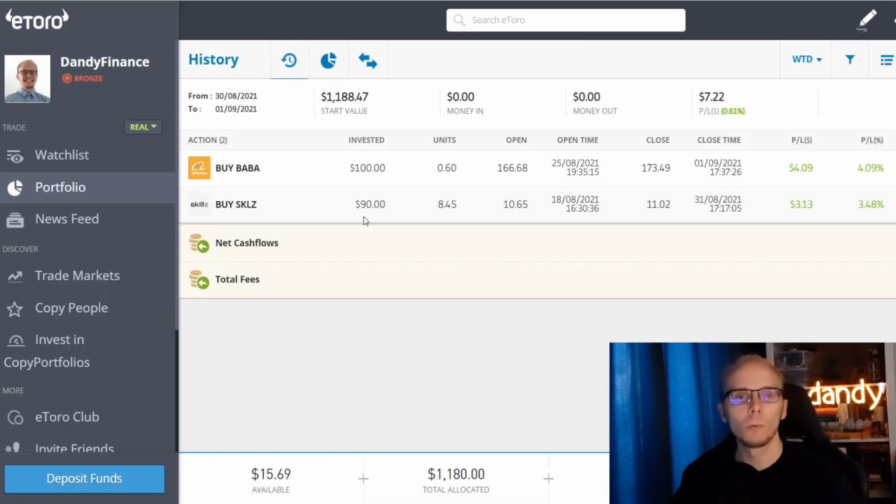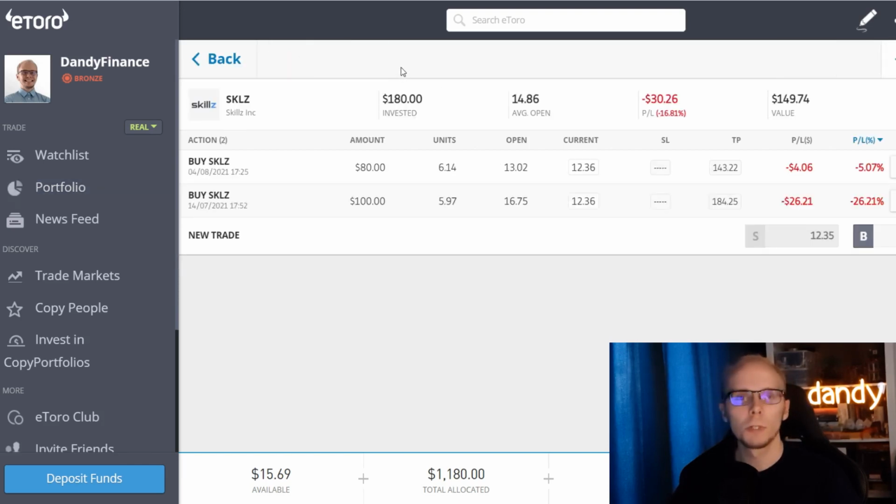Unfortunately, we already sold one position way too early, so on August 18th, we started a position at $10.65, and then we sold it this Monday at $11.02. So we made $3.13 for this trade, and that is a profit of 3.48%. Fortunately, we still have a position in SKLZ, so we will be benefiting from the recent increase in price.